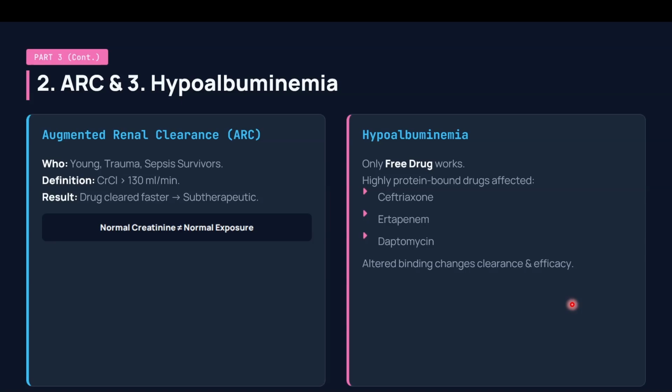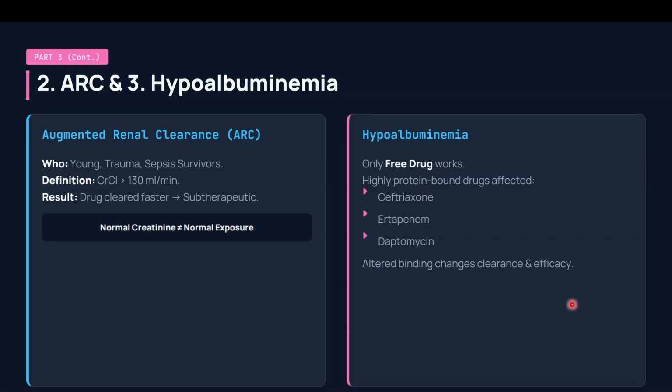This is a concept where creatinine clearance becomes more than 130 ml per minute in young persons, trauma, and sepsis survivors. In all these scenarios, the drugs are cleared faster, which leads to a subtherapeutic range in treatment, not reaching the minimum inhibitory concentration, and further leads to drug failure. So normal creatinine is not equal to normal exposure. Keep that in mind. Always calculate the eGFR.